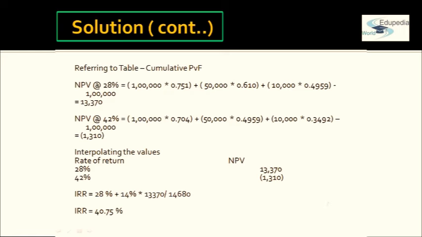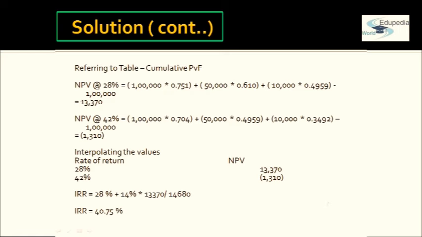So when the rate is 28%, the net present value is 13,375. When the rate is 42%, the NPV is minus 1,310. What will be the IRR rate when the NPV is 0? So when there is a gap of 14%, the NPV becomes negative. And the gap between 13,370 and minus 1,310 is 14,680. But you have to reach a value where this value will be 0.